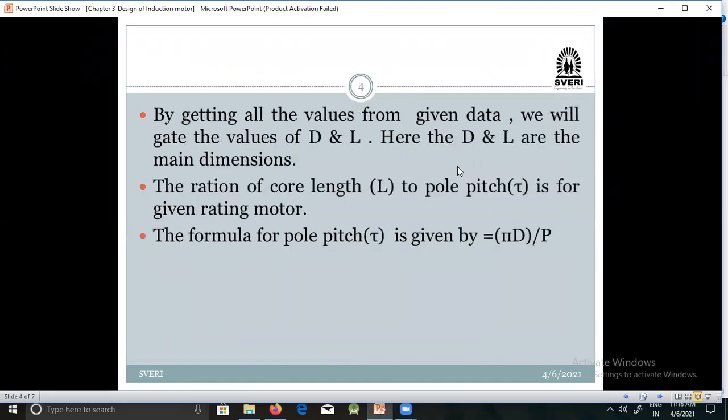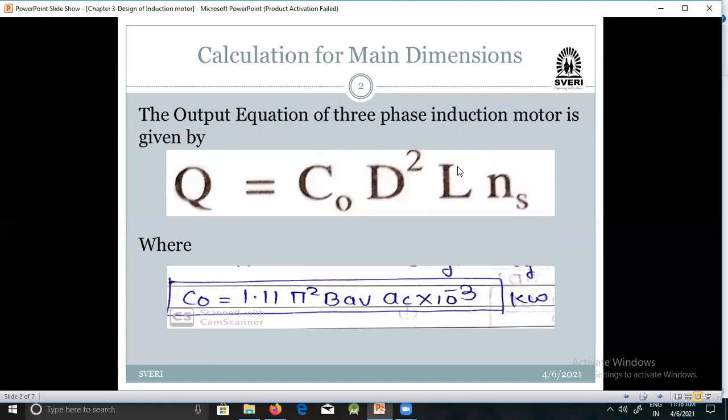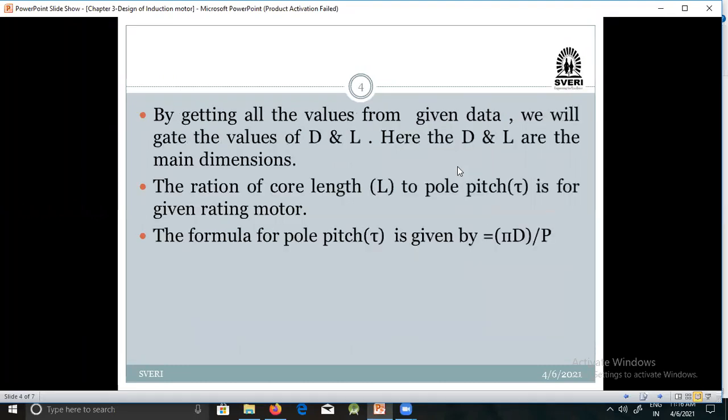Now after that, first we will get the value of C0, then we will get the value of Q from the given equation, then NS is given to you. Now we will get one equation which gives the value of D square L equal to some constant. कसे येणार आहे, कारण Q ची व्हॅल्यू आपण काढणार आहे, त्याच्यानंतर C0 ची व्हॅल्यू आपण फॉर्म्युलावरनं काढणार आहे, NS ची व्हॅल्यू आपल्याला एक्झाम्पल मध्ये गिव्हन असणार आहे, RPM मध्ये दिलेले असणार आहे, त्याला आपल्याला RPS मध्ये कन्वर्ट करायला लागणार आहे. Then we will get one equation which gives us D square L equal to some constant. आपल्याला काय मिळणार आहे, D square L is equal to constant.